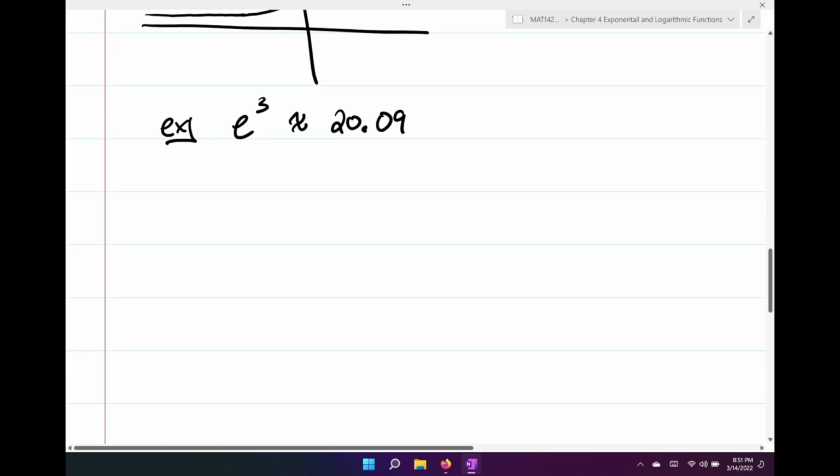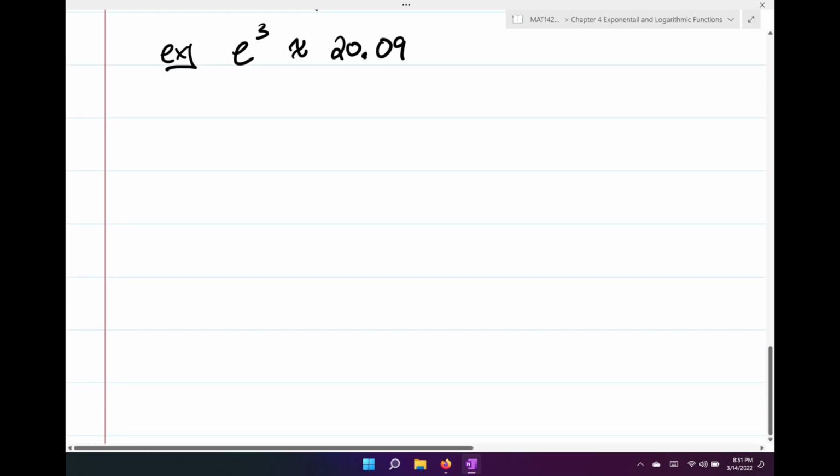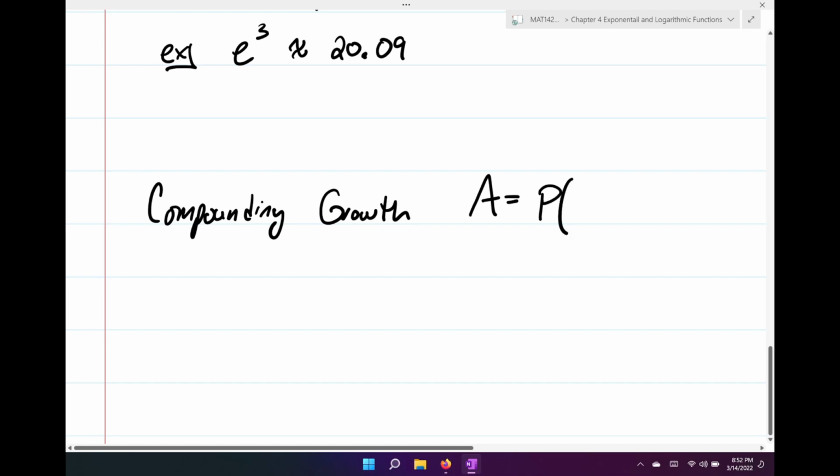All right, just using your calculator. What I really want to go over would be continuously compounding growth. In the previous video, we looked at compounding growth in terms of the formula A equals P times (1 plus r over n), all raised to the nt.